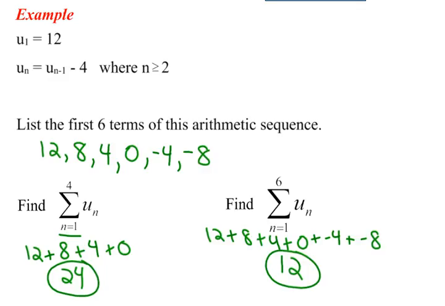So the notation of S sub n and sigma mean the exact same thing, they're just written differently. All the math is addition, but you have to understand the notation.